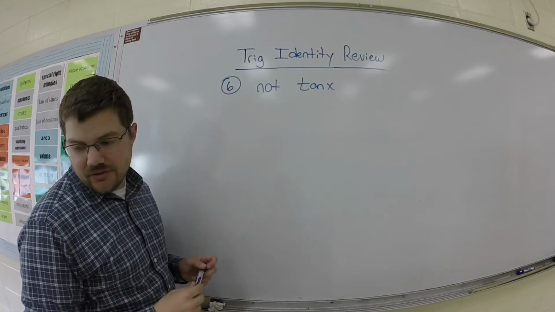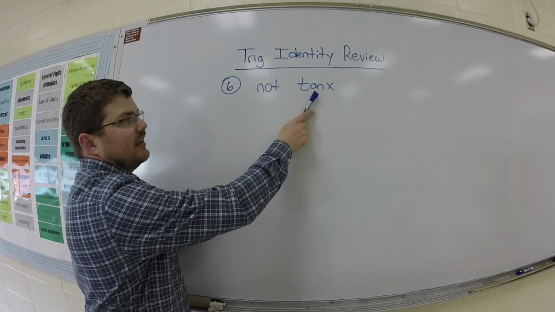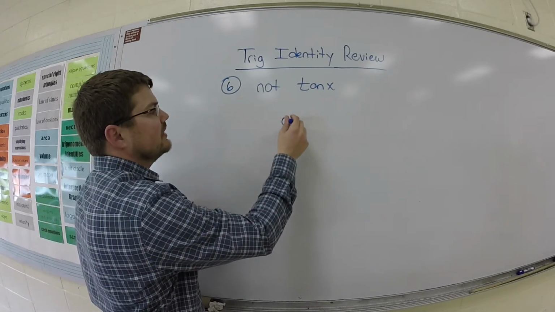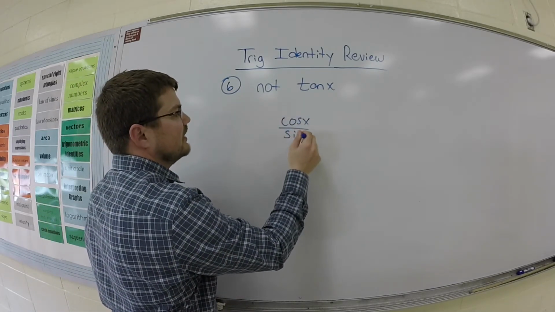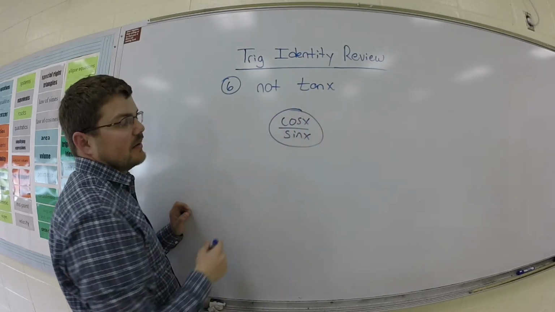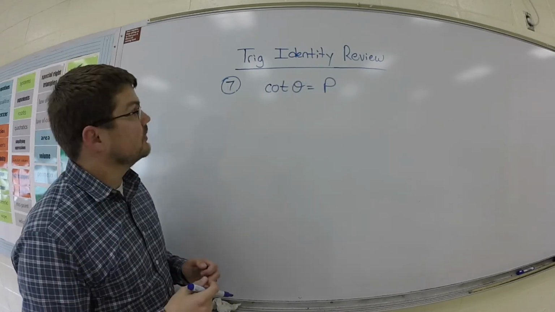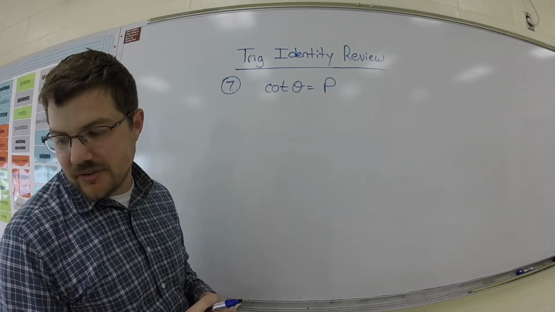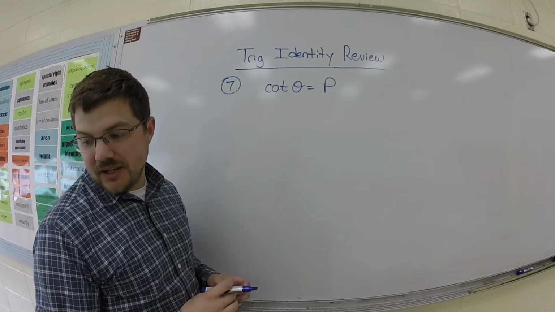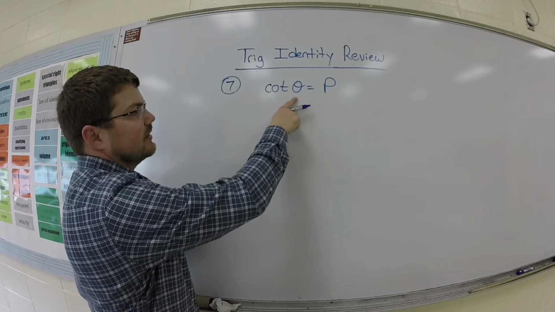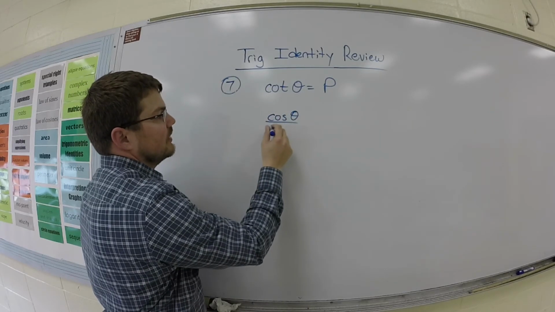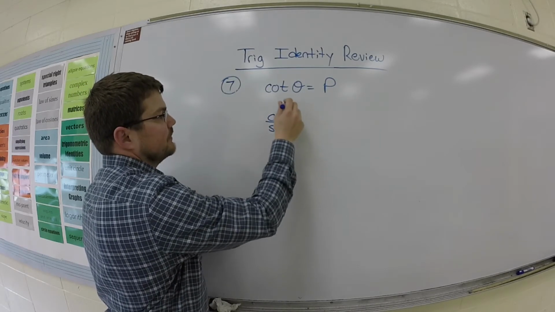Alright, number 6, which of the following is not equal to tangent x? There's the one answer choice that says cosine x over sine x. This is not tangent, this would be cotangent. So that's our answer on 6. And number 7 is pretty much the same question as number 6. Cotangent theta equals p. Which of the following must equal p? Cotangent theta is cosine theta over sine theta.